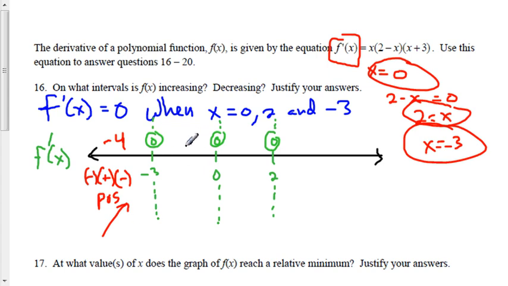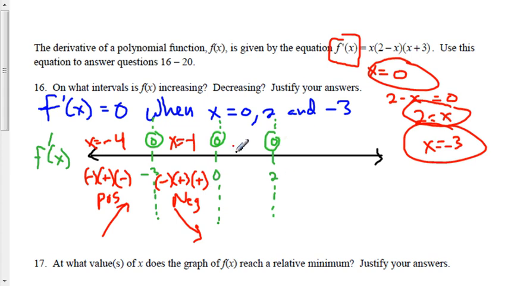Between 0 and negative 3, let's choose x equals negative 1. Substitute back in, that's negative 1. 2 minus negative 1 is going to be positive. Negative 1 plus 3 will be positive. So I have an odd number of negatives, therefore it's going to be negative. So the derivative is negative, therefore the original function is decreasing. We'll show that in a second.